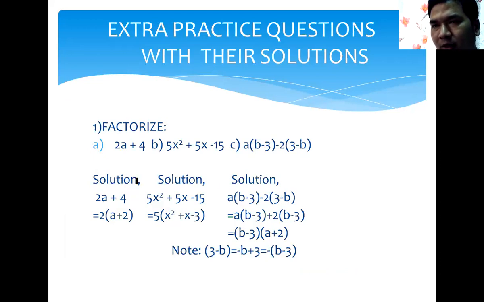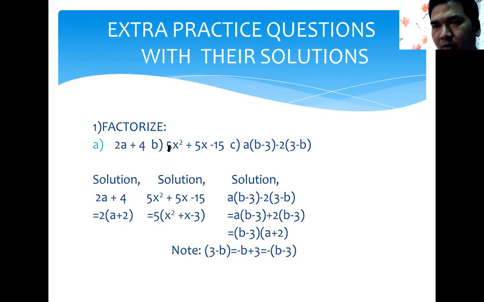In the first one, write the solution, then write the question again. Here is 2a and here is 4, and we know that in 4 there is 2 into 2, so we have 2 as a common factor in these two terms. That's why 2 should be taken as common. If you take 2 common, then here remains a, and here remains plus 2, and keep it in brackets. This is the solution of this type of question.